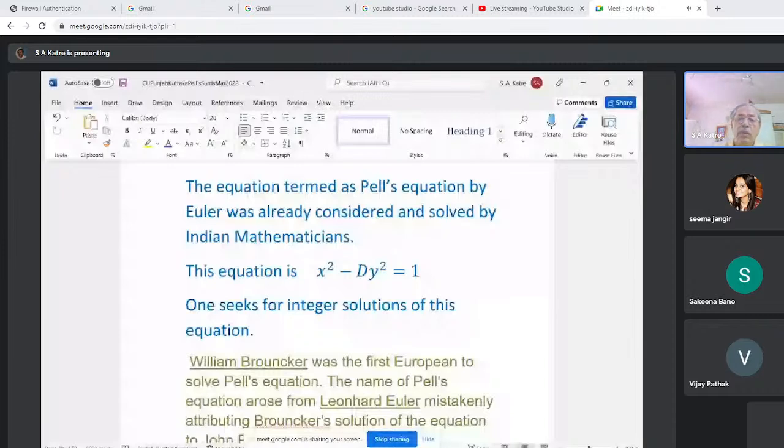So you want to solve equations with integer solutions or rational solutions, such were the problems considered. And therefore the next problem, x square minus d y square equal to 1, this is the equation that you want to solve. This is a second degree equation, note.